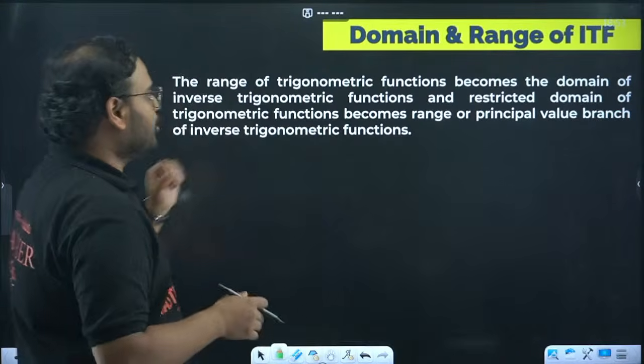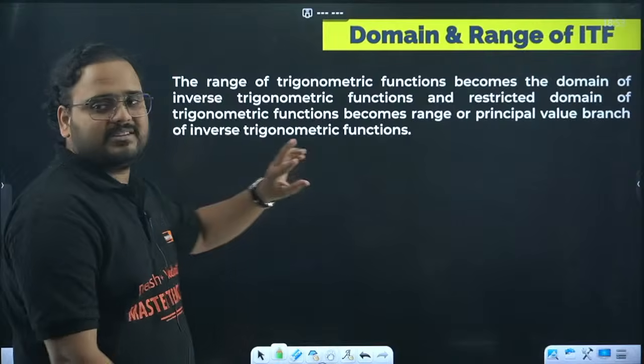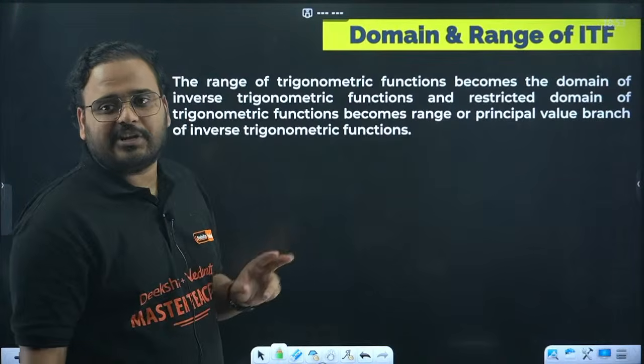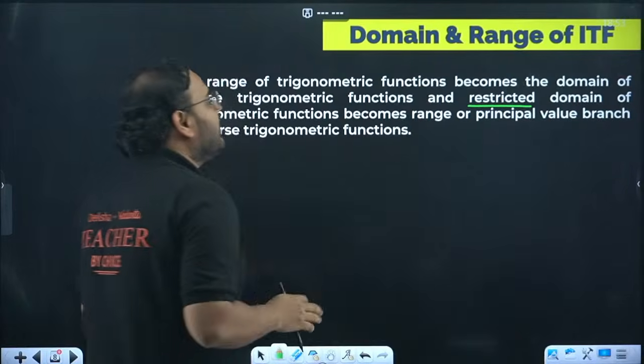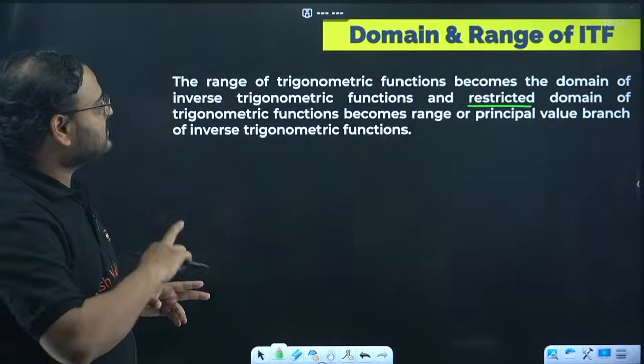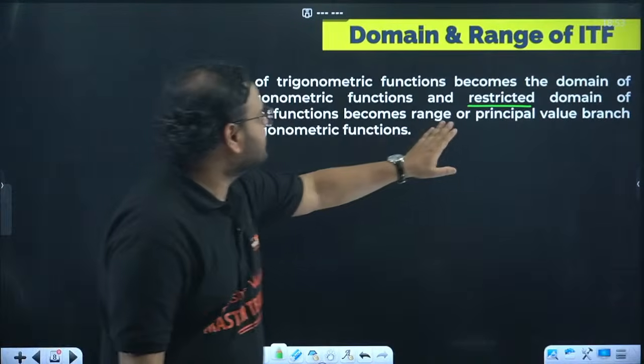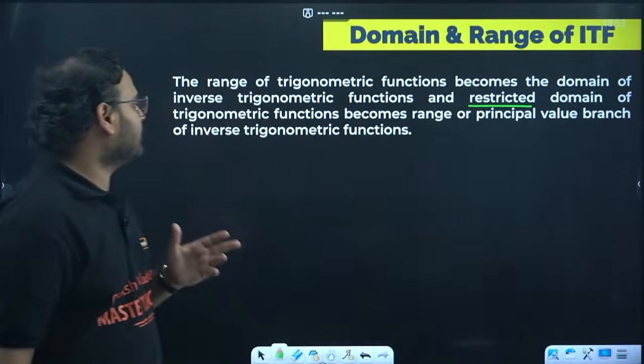Okay, domain and range of inverse trigonometric functions, this we have already cleared. It simply swaps, it simply interchanges, right? This is the word to mention over here. With the restricted domain, the domain becomes the range and the range becomes the domain. Okay, clear.